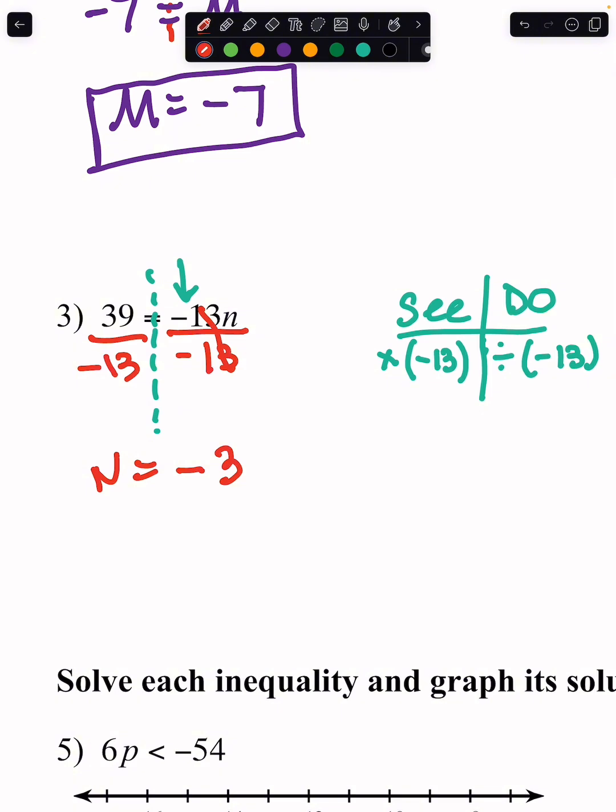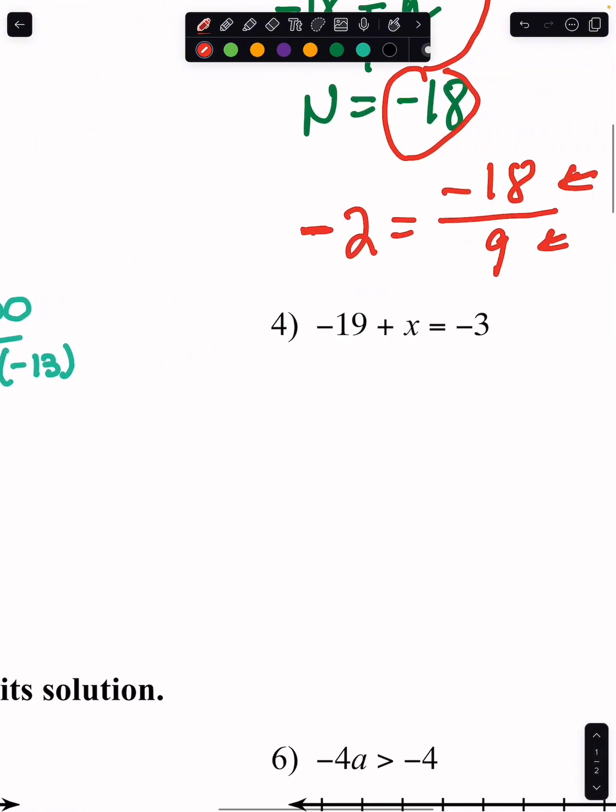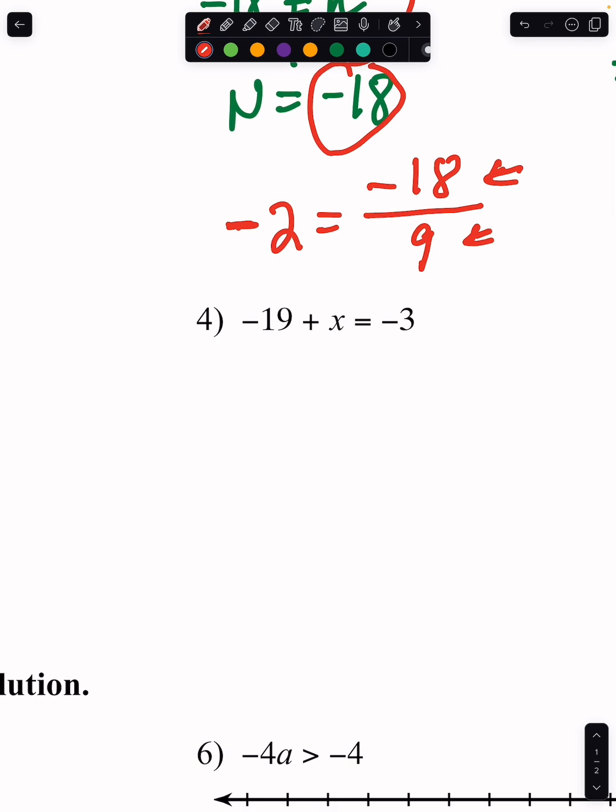Okay? And let's do the final one over here before we jump down to inequalities. I see a negative 19 plus x is equal to negative 3. So I have this negative 19 plus x. So what do we see?